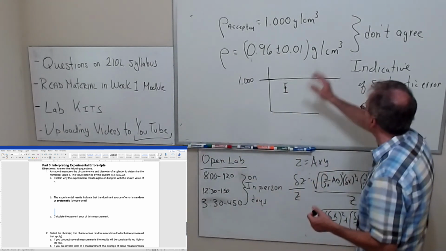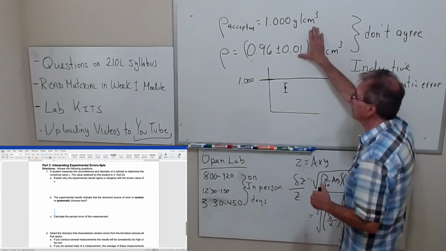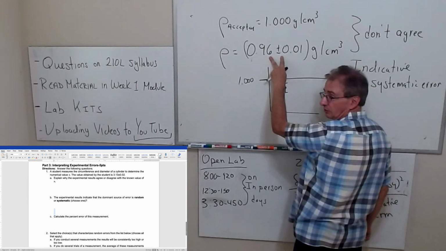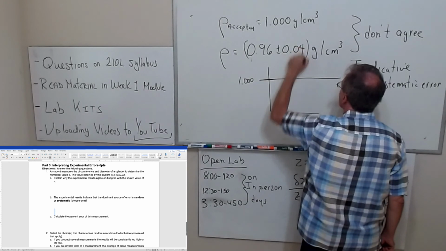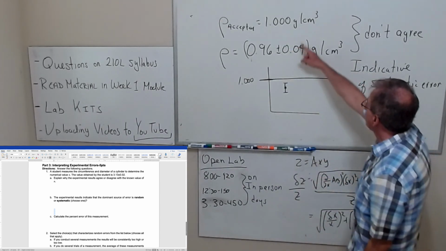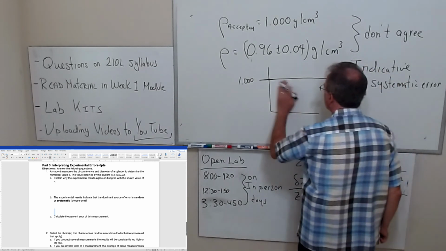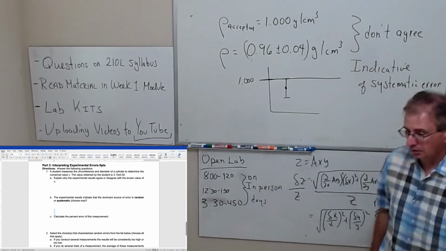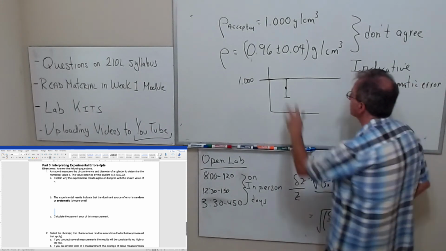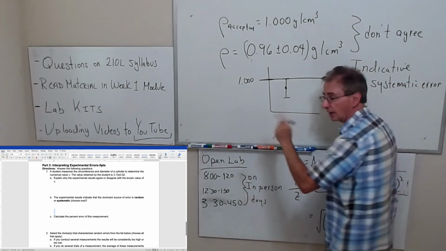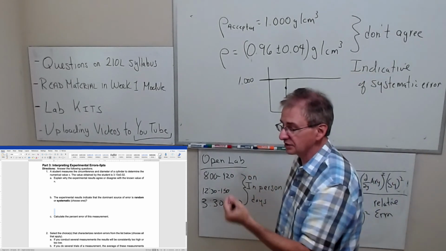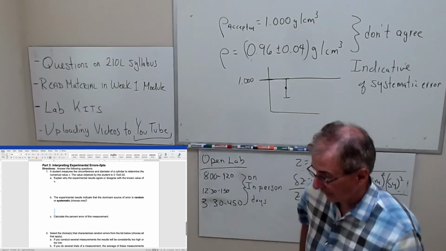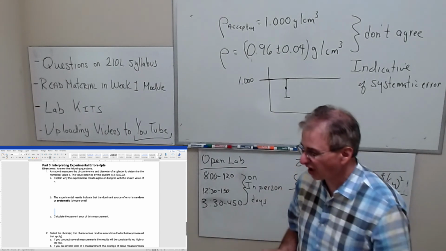So when somebody asks if the two values agree, you have a reason to say why they don't agree, because this value lies outside the range of 0.96 plus or minus 0.01. Okay, now if this were 0.04, then those two values would agree, because then my error bar is bigger and that value incorporates it. That's how you determine whether two values agree or not. You want to see if this range of values agrees with the accepted value. When you make a measurement, you are actually getting a range of values, not a single value, because your measurement's not perfect.